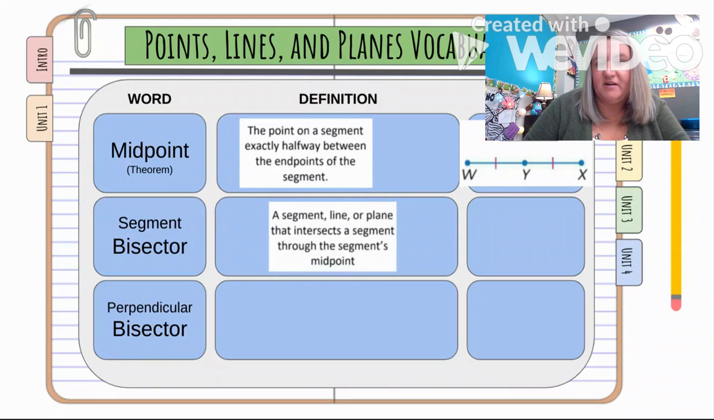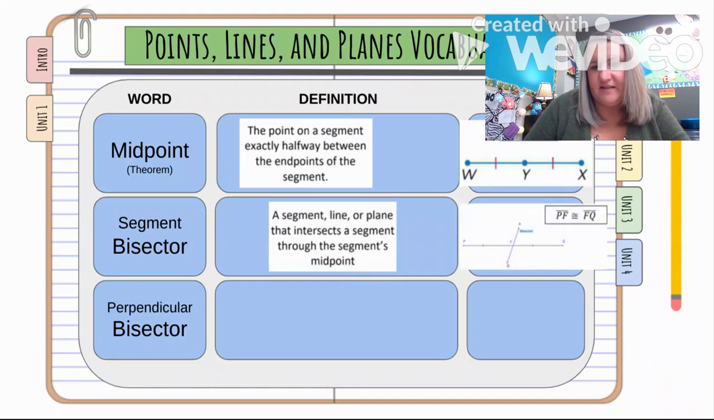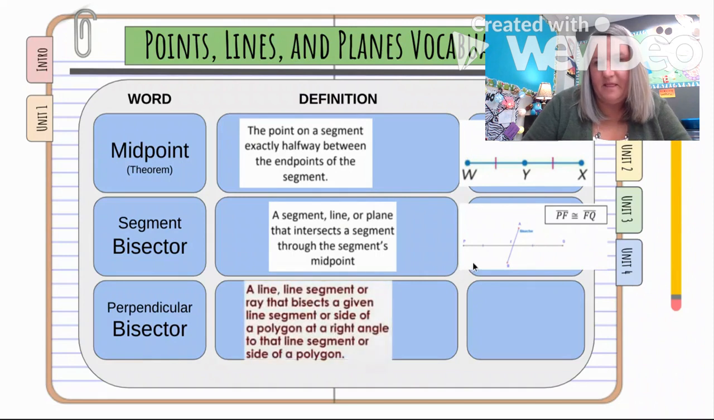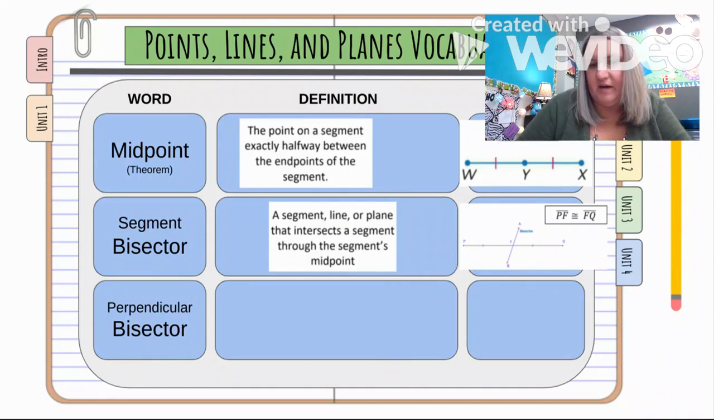A segment bisector is the same exact thing as a midpoint, except instead of it just being a point, it's a segment, line, or plane that intersects a segment at the segment's midpoint. So as you can see, we have segment PQ here, and there's that line segment that bisects it. It goes through the middle at F. And you still see the tick marks or the hash marks that show you that line segment PF is congruent to line segment FQ.